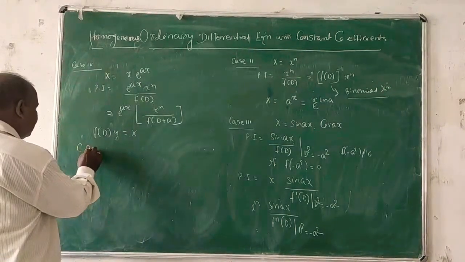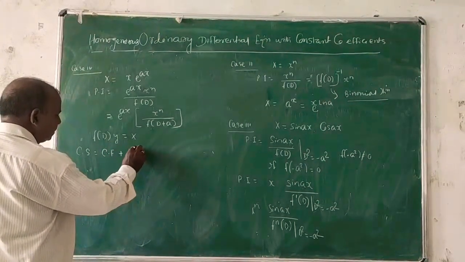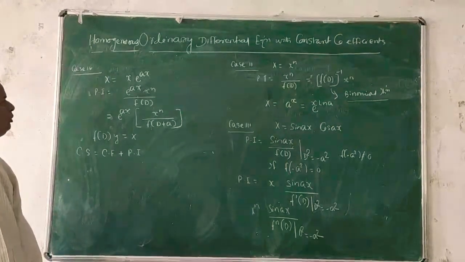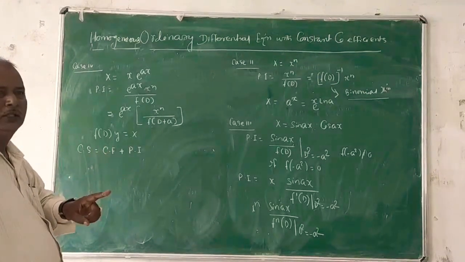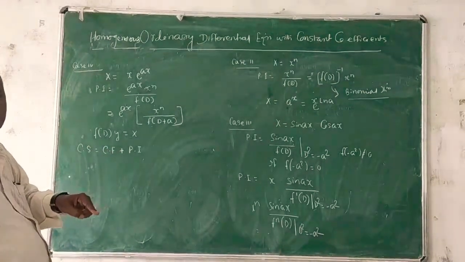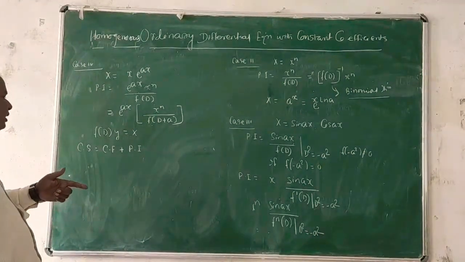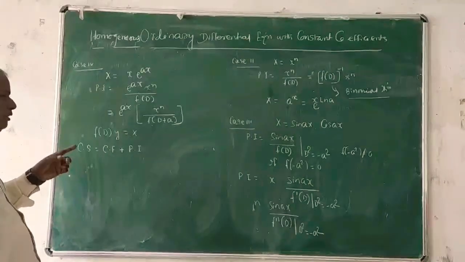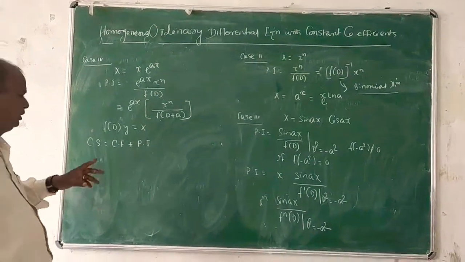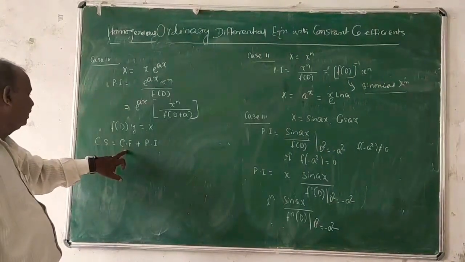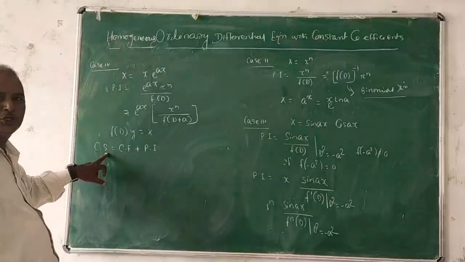So the complete solution, that is CS, is nothing but the complementary function plus the particular integral. If you are considering dⁿy by dxⁿ, then the complementary function is definitely a function of x. And if it is dⁿy by dzⁿ, then you get the complementary function y as a function of z. So you are getting the complete solution as the complementary function plus the particular integral.